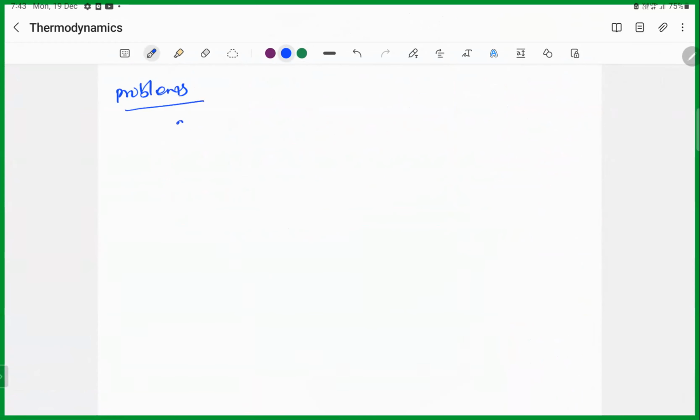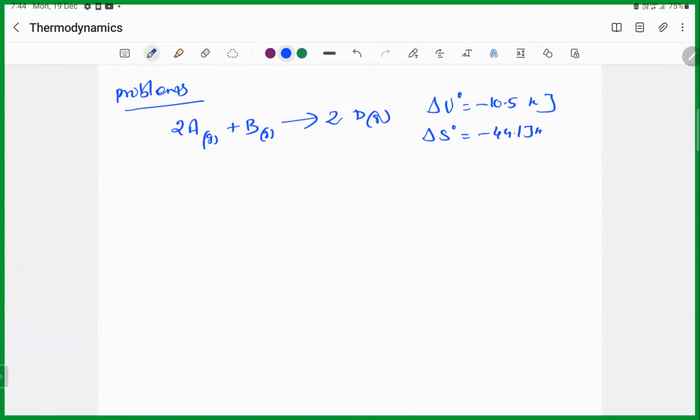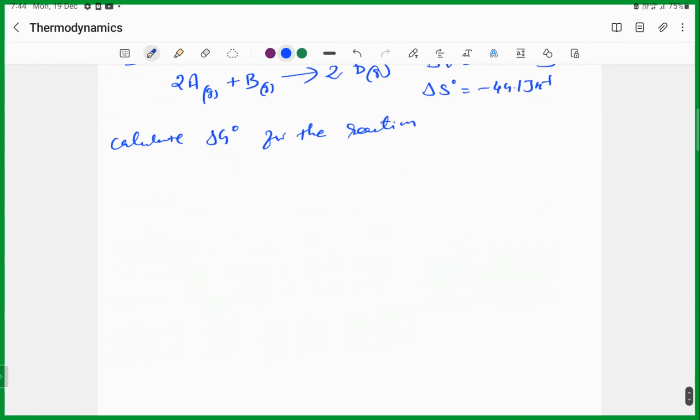For a reaction 2A plus B in the gaseous system, it gives 2D gas. The internal energy change delta U0 is equal to minus 10.5 kilojoules, and the entropy change is equal to minus 44.1 joule per Kelvin. Calculate delta G0 for the reaction and predict whether the reaction may occur spontaneously.